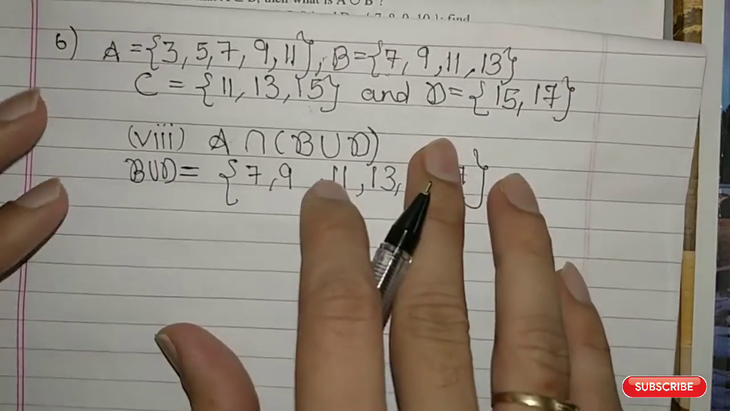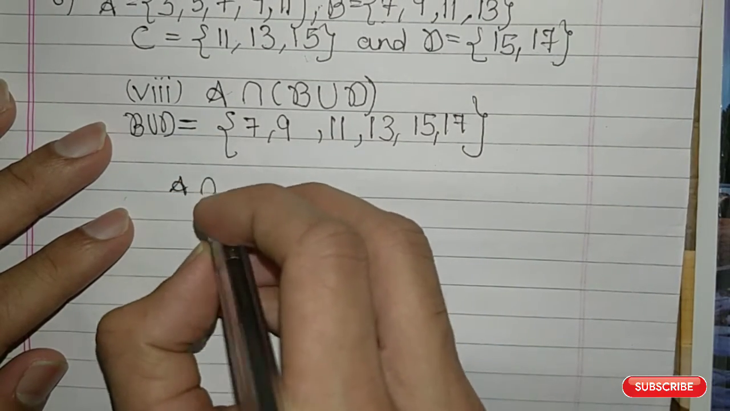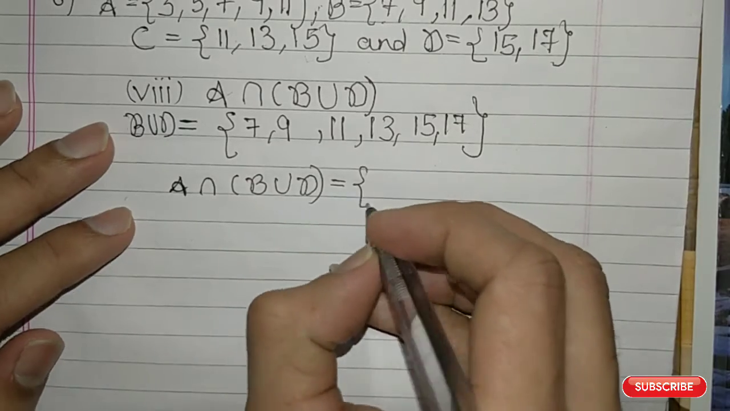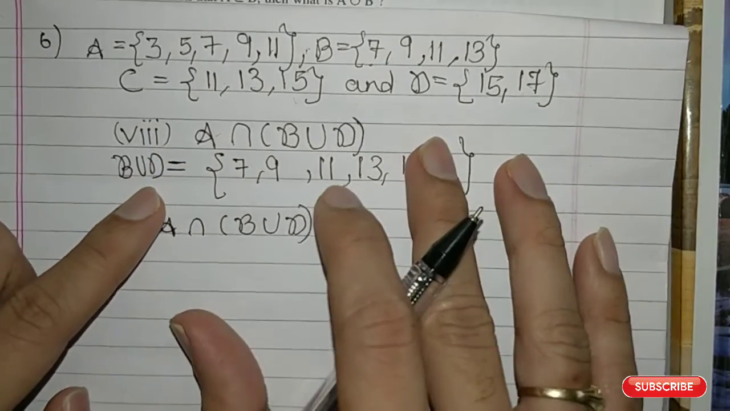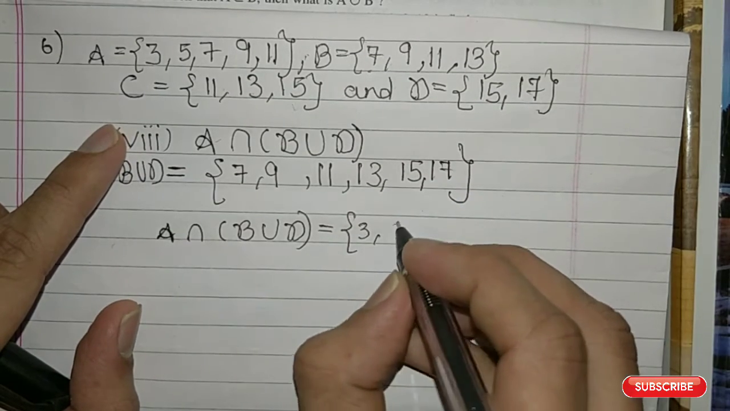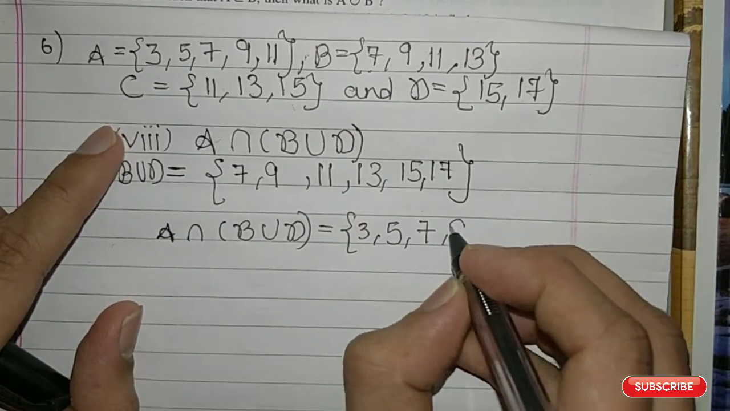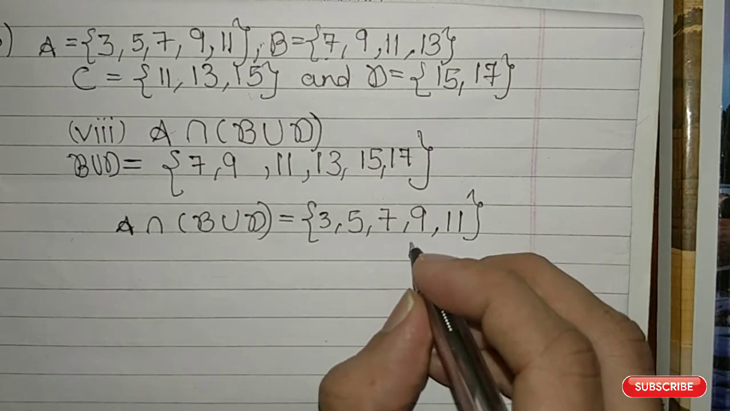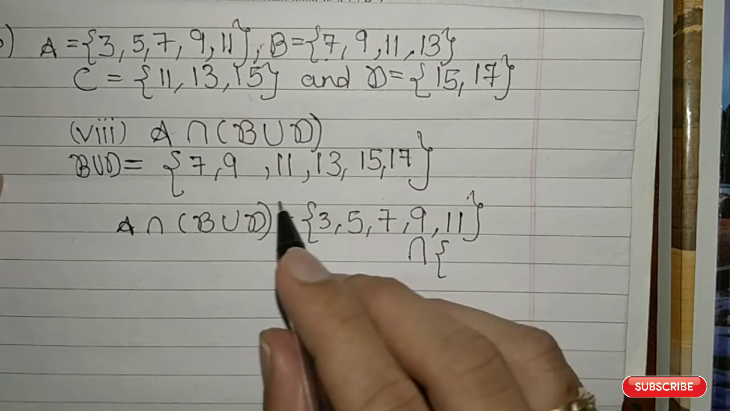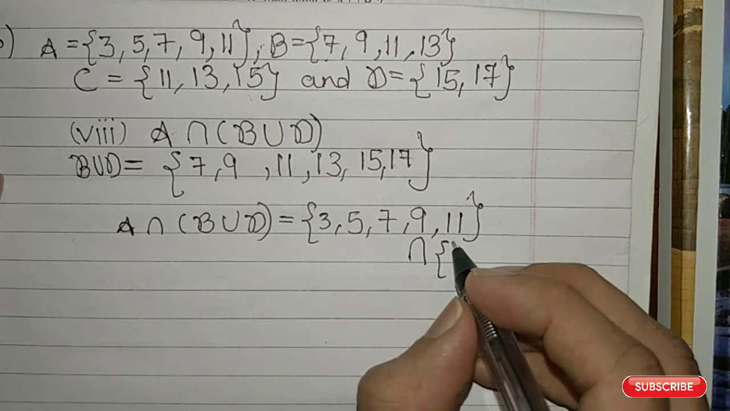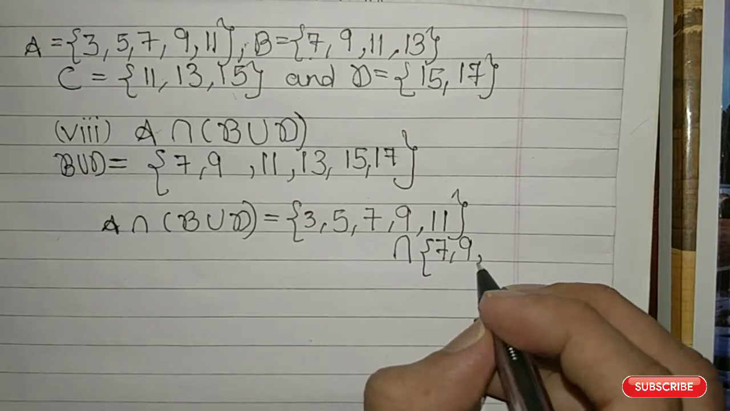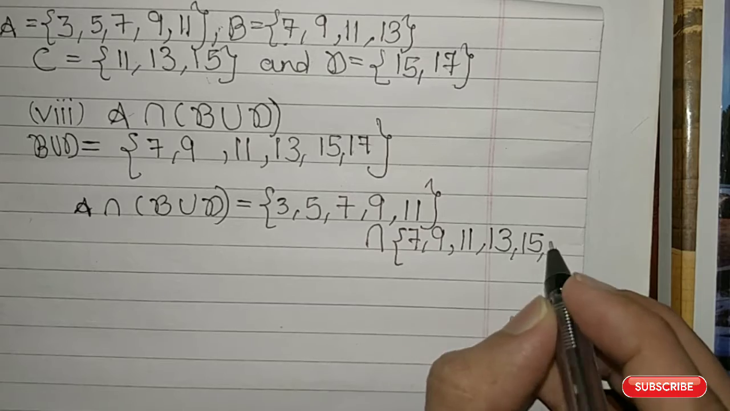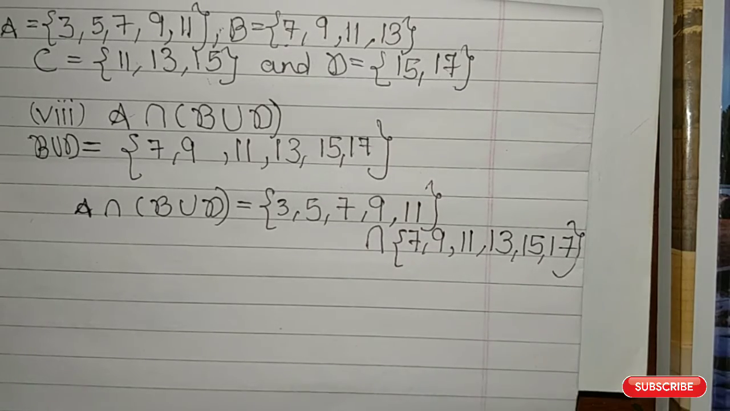So now we have to find A intersection B union D. Now the set A is what? It is the set 3, 5, 7, 9, 11. That is the set A. Then intersection with B union D, which is this: 7, 9, 11, 13, 15, and 17.